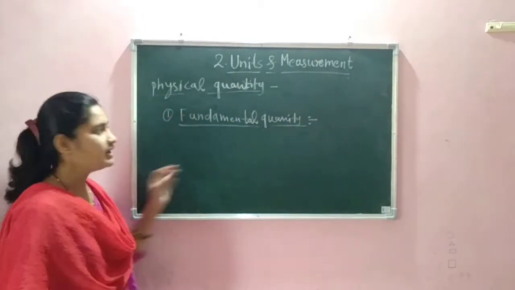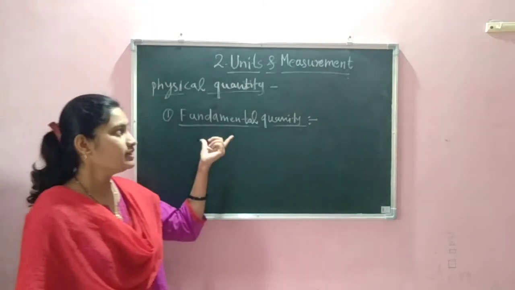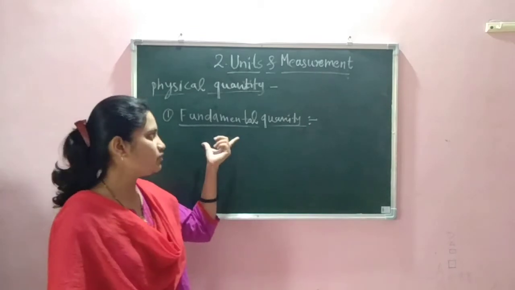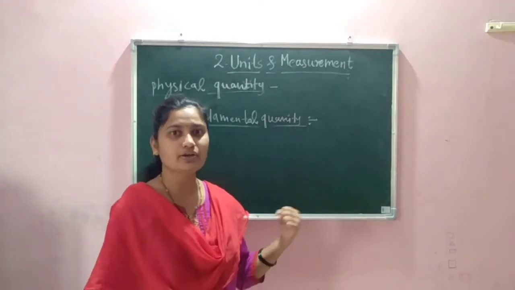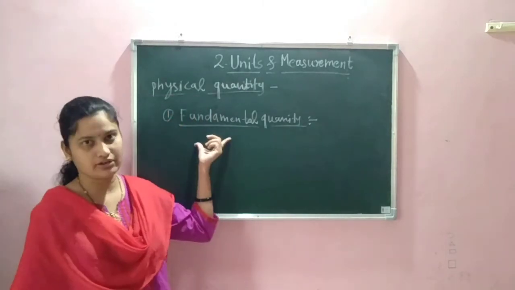Fundamental means what? The base. There are 7 fundamental quantities. Before seeing them, we will see what a fundamental quantity is. The quantity which is independent of other physical quantities is called a fundamental quantity.